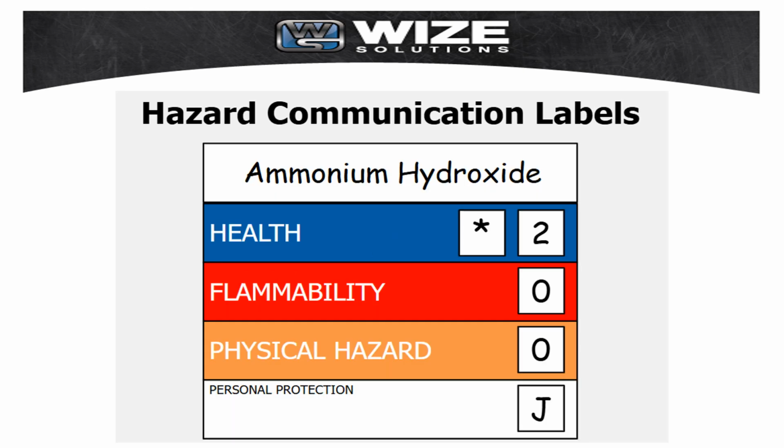Example: product is ammonium hydroxide. Health hazard, asterisk, equals chronic hazard. 2 equals moderate hazard that may cause temporary or minor injury. Flammability, minimal hazard, material will not burn. Physical hazard, minimal hazard, normally stable material. Personal protection, PPE needed includes splash goggles, gloves, apron, and dust vapor respirator.